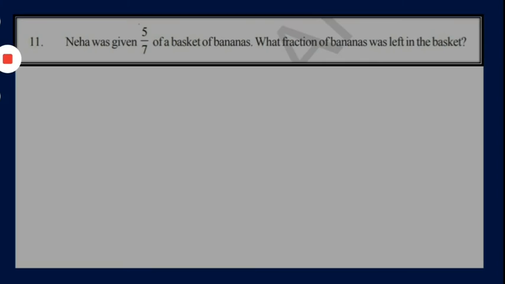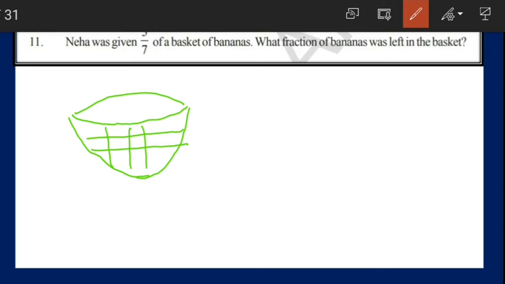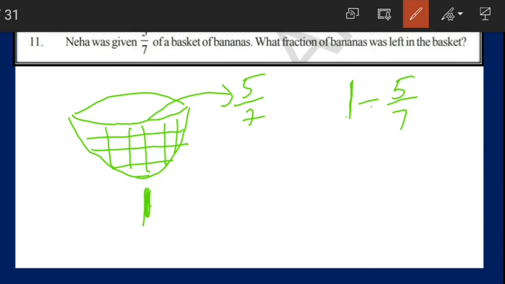Now observe that if this is the basket, the total basket is just one whole thing. One basket means one whole thing. So we have to consider the whole basket as 1. And out of this, 5 by 7 part, bananas, is given to Neha. That means 5 by 7 part of this basket we have to subtract. So from the whole basket we have to subtract 5 by 7. That is nothing but 1 minus 5 by 7.